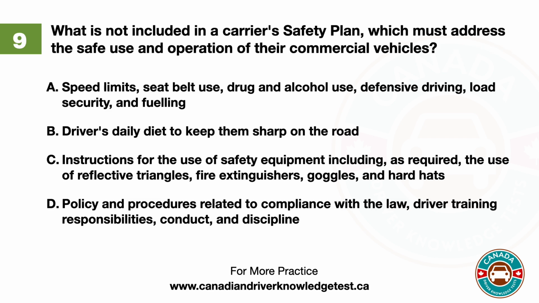Question 9. What is not included in a carrier's safety plan, which must address the safe use and operation of their commercial vehicles? A. Speed limits, seatbelt use, drug and alcohol use, defensive driving, load security, and fueling. B. Driver's daily diet to keep them sharp on the road. C. Instructions for the use of safety equipment including, as required, the use of reflective triangles, fire extinguishers, goggles, and hard hats. D. Policy and procedures related to compliance with the law, driver training responsibilities, conduct, and discipline. The answer is B. Driver's daily diet to keep them sharp on the road.